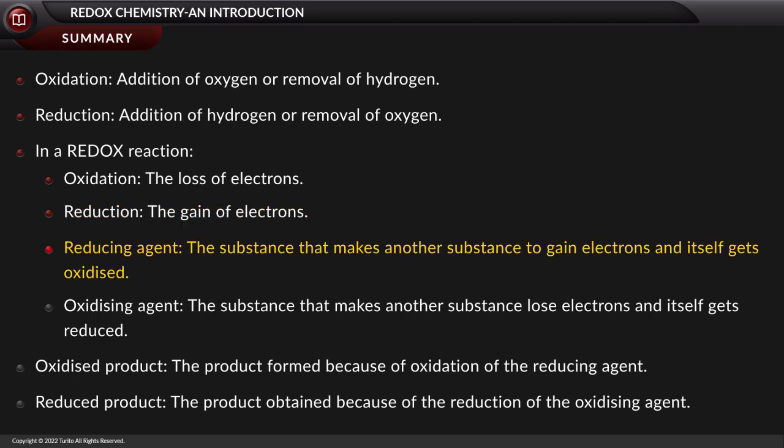Reducing agent. The substance that makes another substance gain electrons, and itself gets oxidized. Oxidizing agent. The substance that makes another substance lose electrons, and itself gets reduced. Oxidized product. The product formed because of oxidation of the reducing agent. Reduced product. The product obtained because of the reduction of the oxidizing agent.